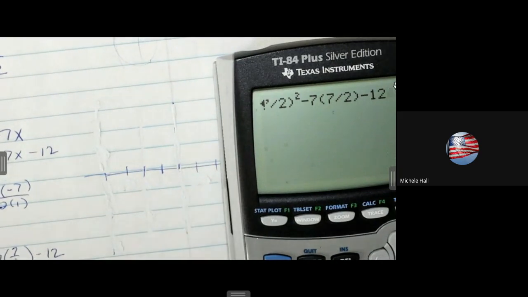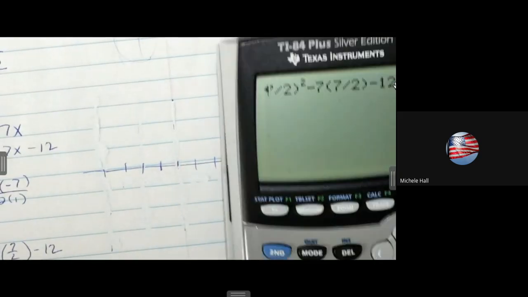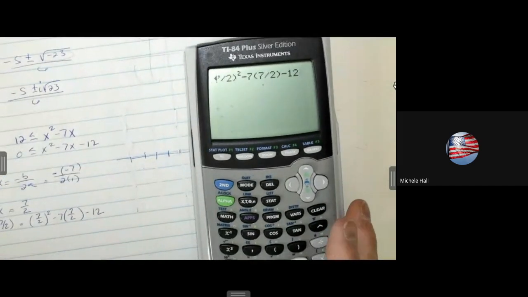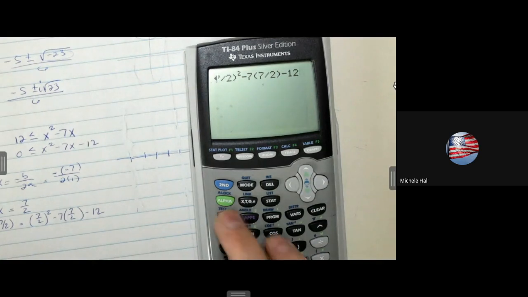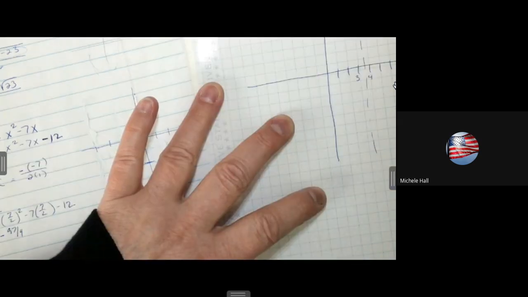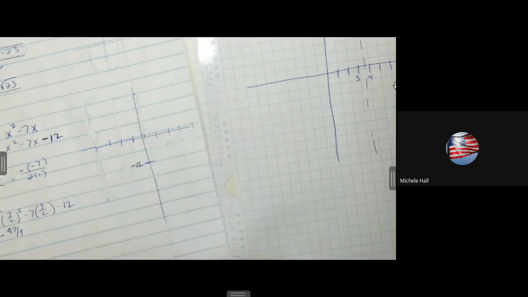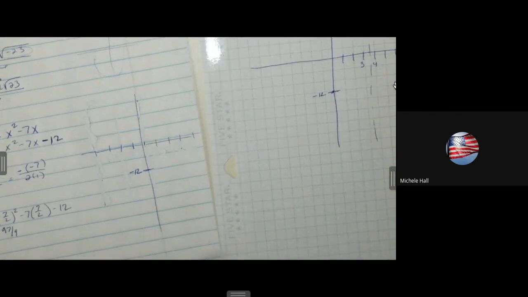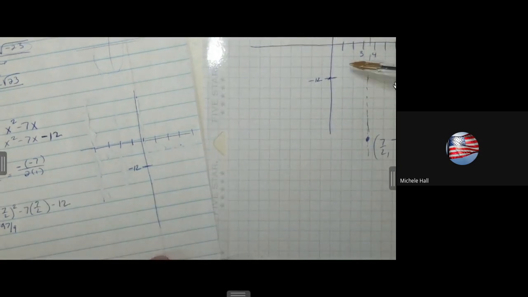And if I want a fraction answer, because I think it's going to be a fraction answer, you can get a fraction answer on your calculator. You would go to math and tab on the first one, number 1. It says that you want a fraction answer. So when I hit enter, it says negative 97/4. There's my AOS, x equals 7/2. This will be negative 12 where it's crossing through. And my vertex is down here at negative 97/4. And then I'll use symmetry.